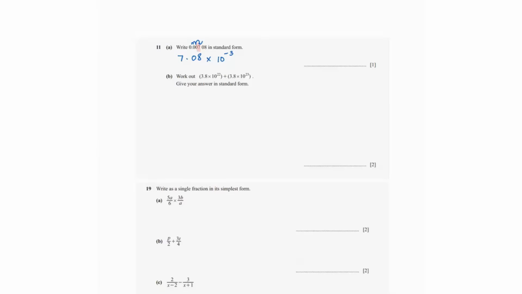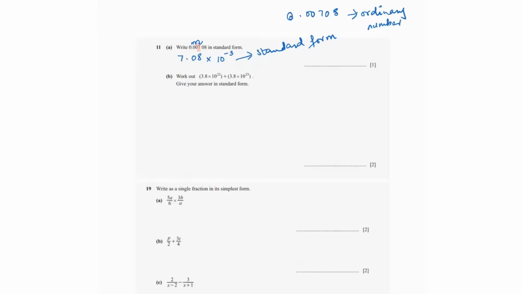But this rule applies when you're converting the answer from ordinary number to standard form. 0.00708 is your ordinary number form. And when you write it as something times 10 to the power of something, that is your standard form. So this is your standard form. And like I said, in standard form, the decimal needs to come after the first non-zero digit.